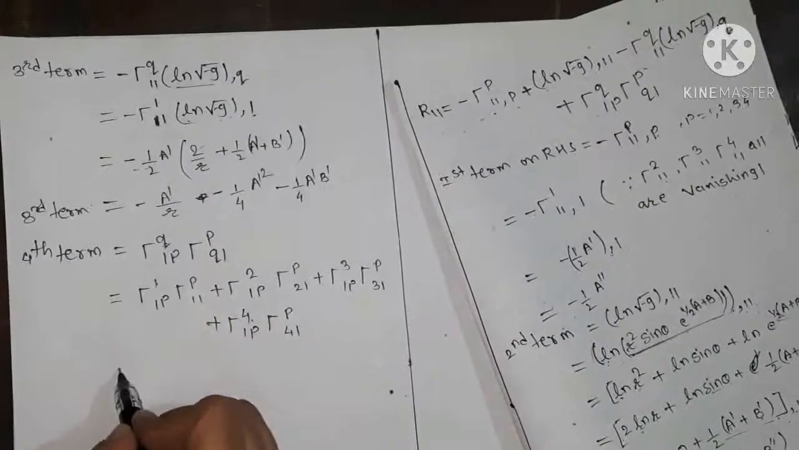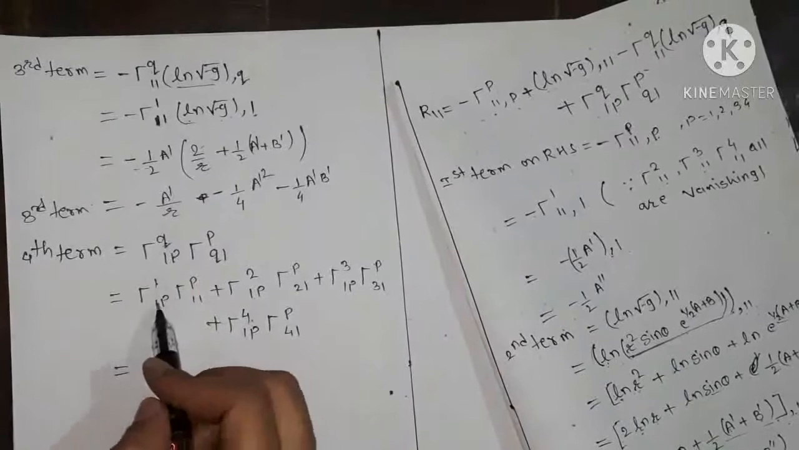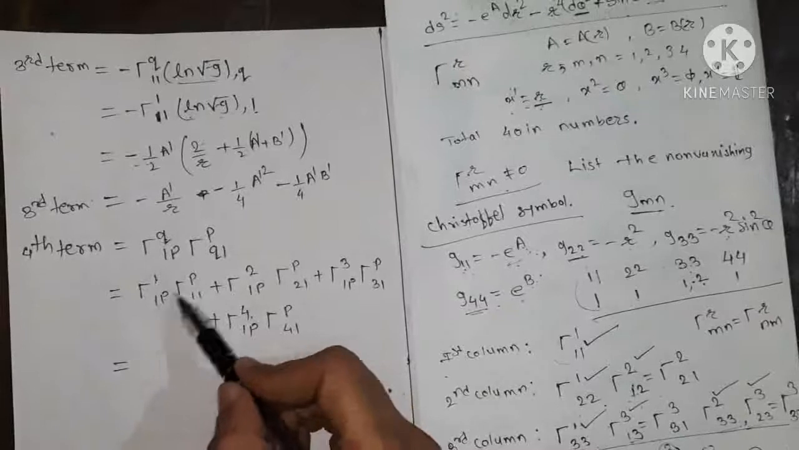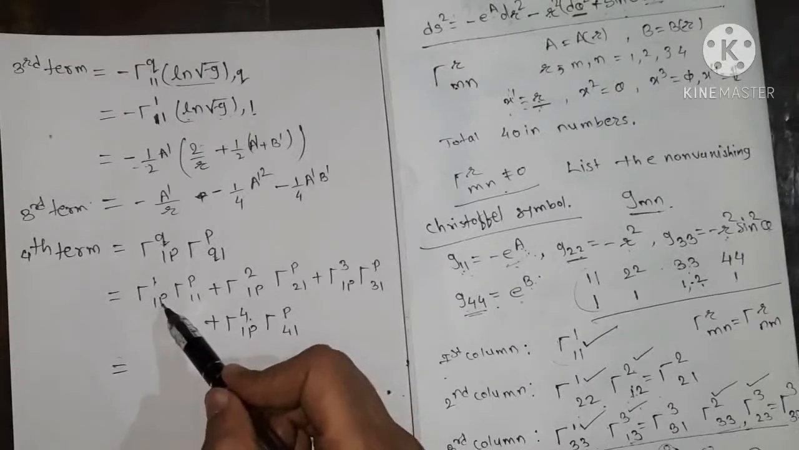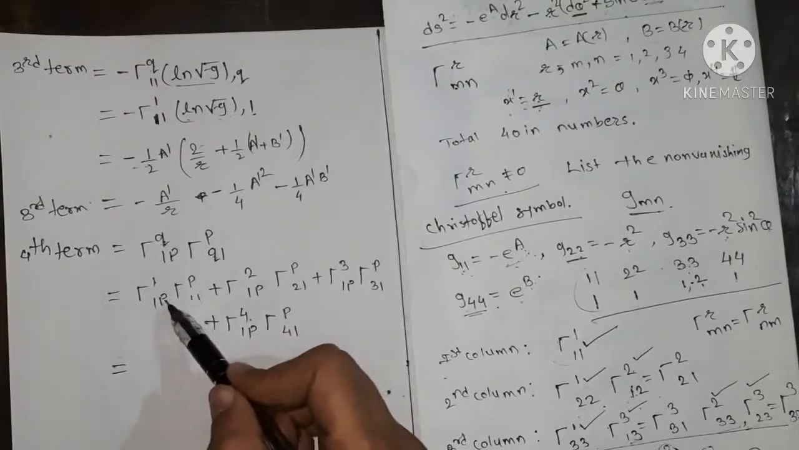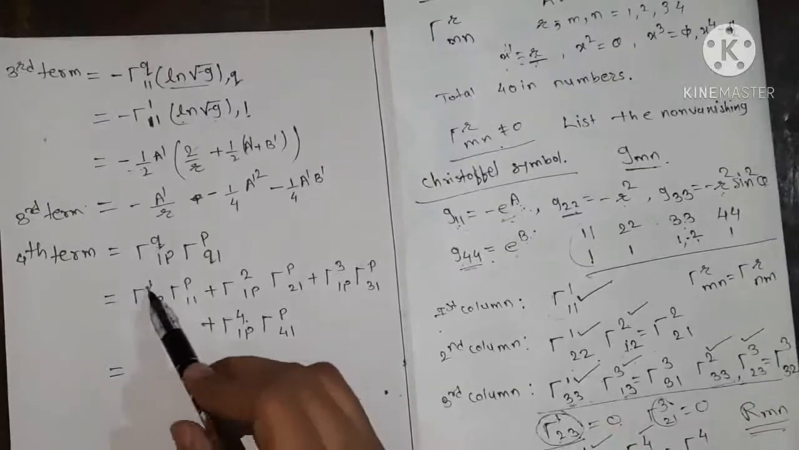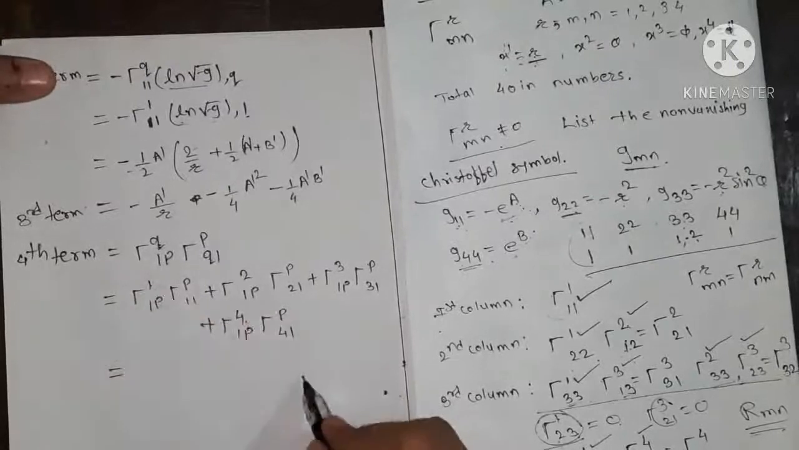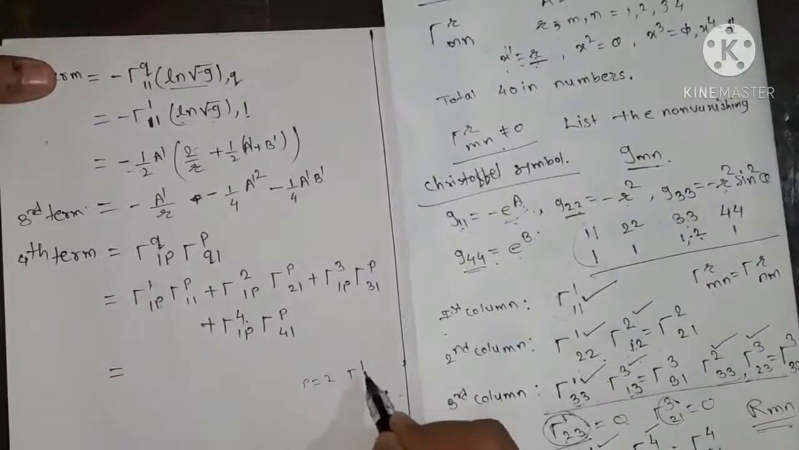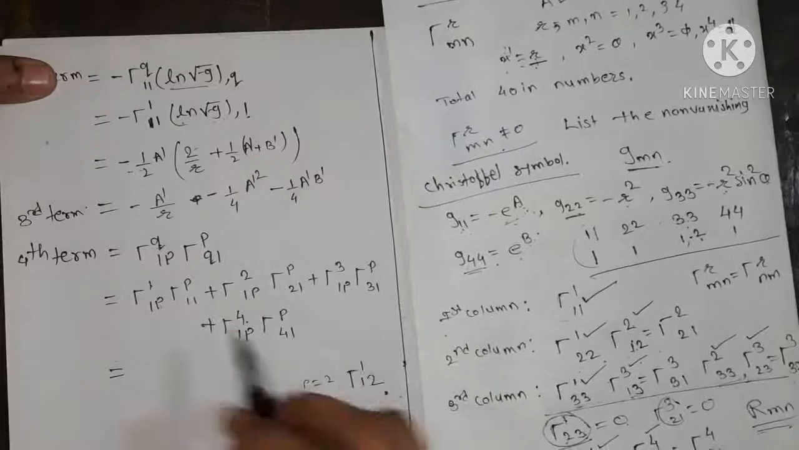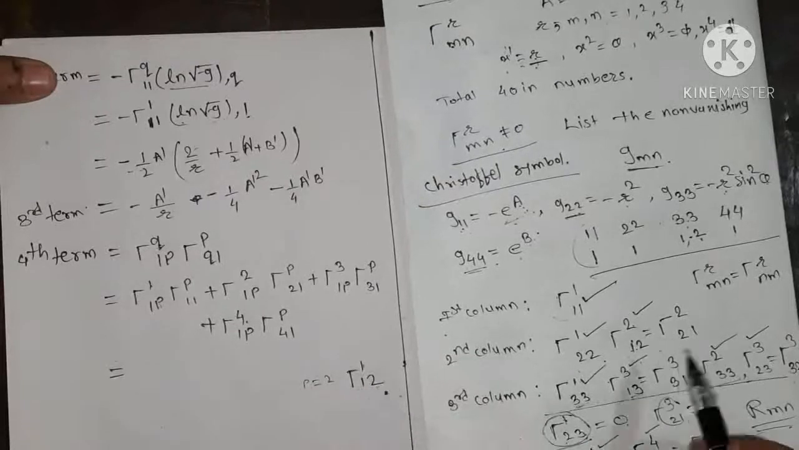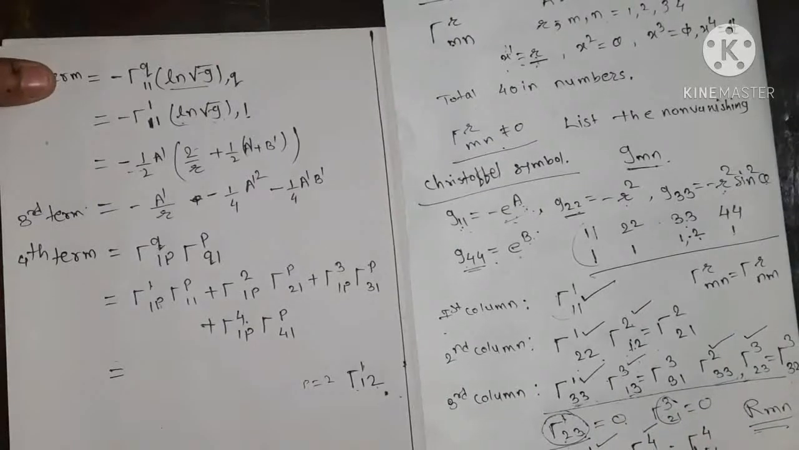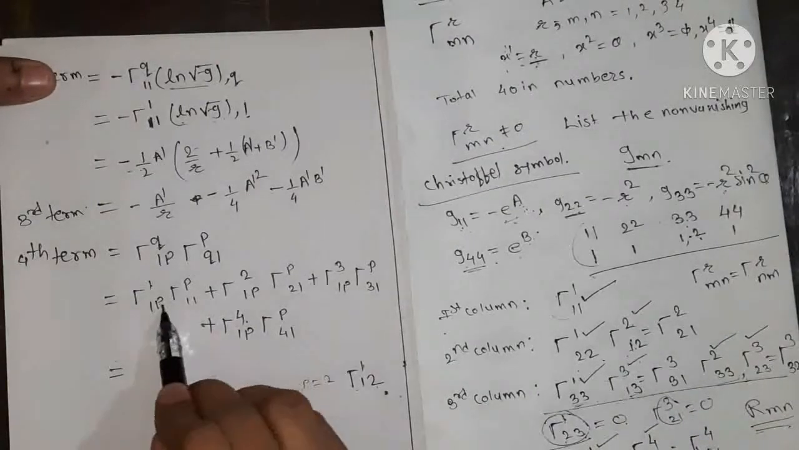So this is equal to, now we vary p here. If we vary p equal to 1, we get gamma of 1, 1, 1. Now p equal to 2, we have gamma of 1, 1, 2, right? Is gamma of 1, 1, 2 present? No, this is not present in our non-vanishing Christoffel symbols. So we cannot take p equal to 2.